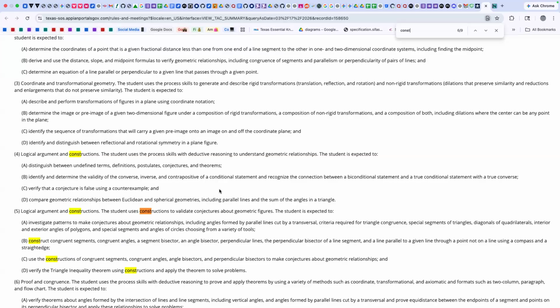See, this is the problem. They have not elaborated on it, but do you see? Construct congruent segments, congruent angles, a segment bisector, angle bisector, perpendicular lines, perpendicular bisector of a line segment, line parallel to a given line through a point not on the line. So basically, construct a congruent segment. They'll give you this segment.